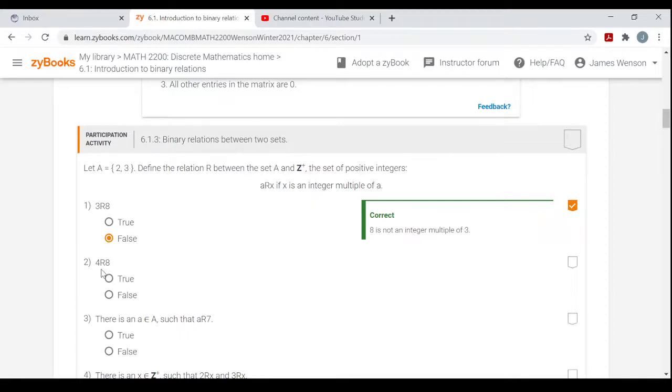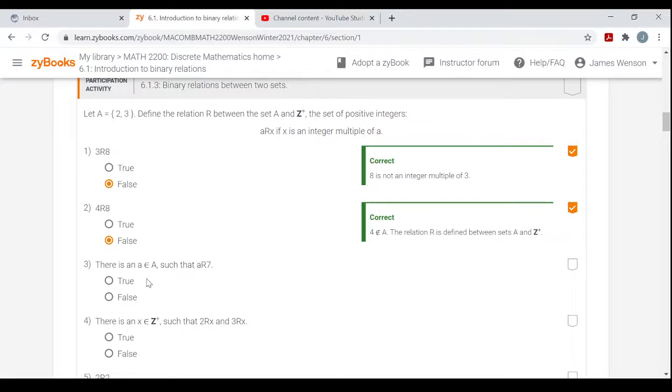Remember, in this relation, the first element has to come from set A. Is 4 in set A? No, it is not. So you might think, oh, 8 is a multiple of 4. Yeah, but is it in this relation between these two sets? No, it is not. Because again, the first element has to be either 2 or 3. So this is also false.